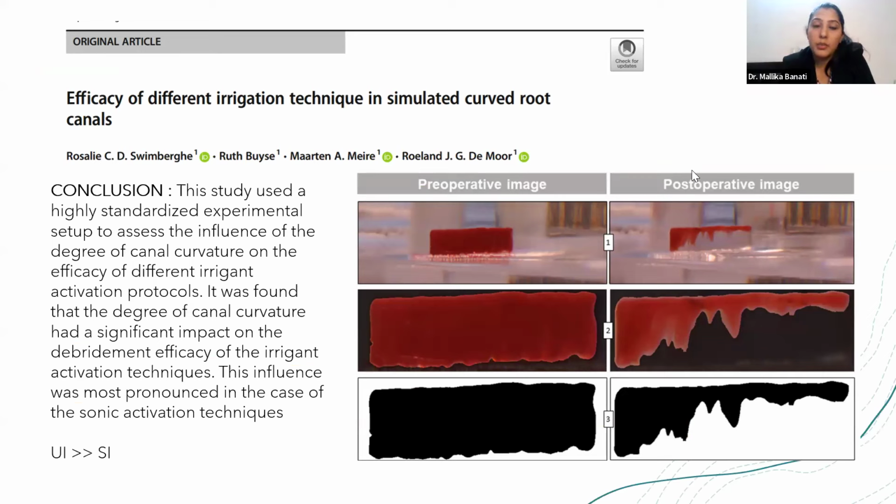So there was an article which was shared by Rosalie. They studied the efficacy of different irrigation techniques in a simulated curved root canal, and the study used a highly standardized experiment to assess the influence of the degree of canal curvature. It was found that the degree of canal curvature had a significant impact on the debridement efficacy of irrigation activation techniques as well.